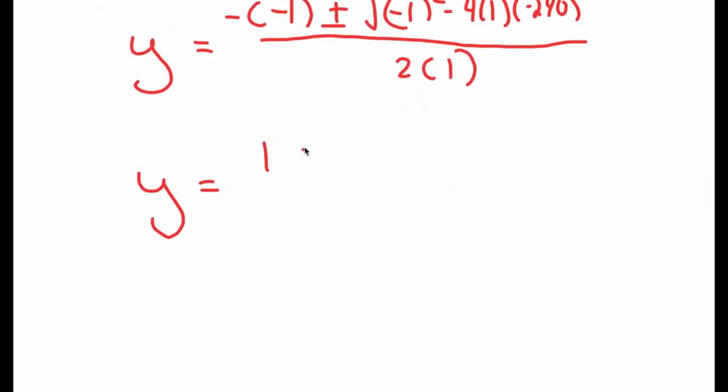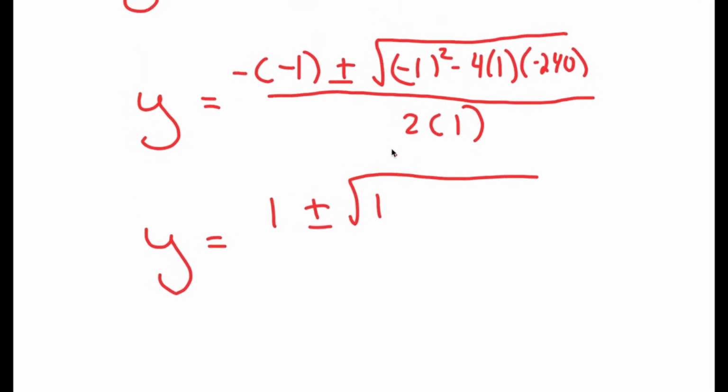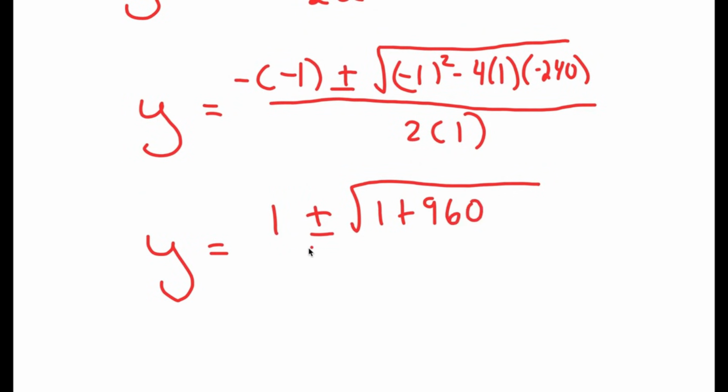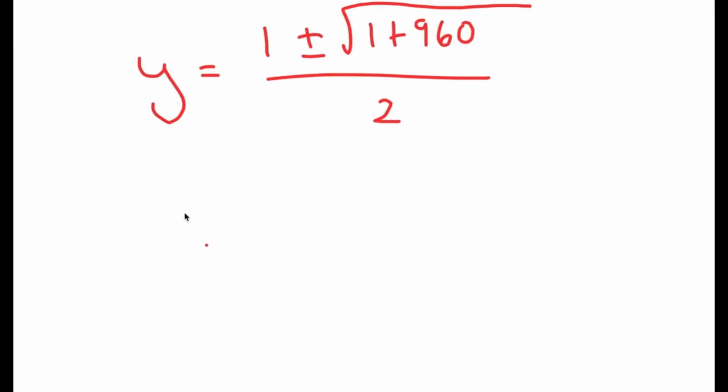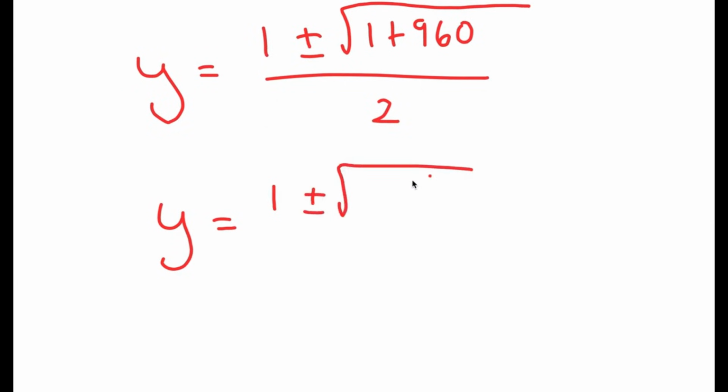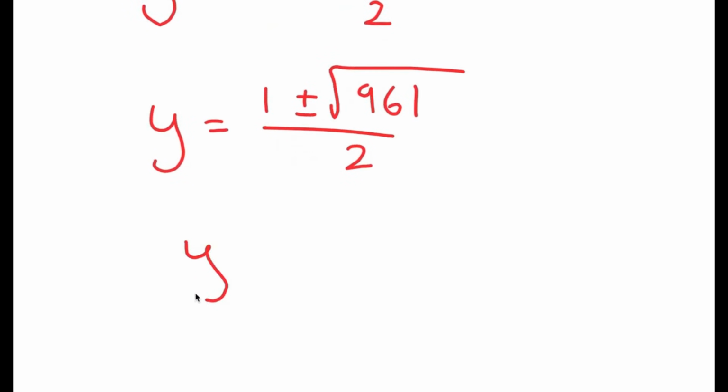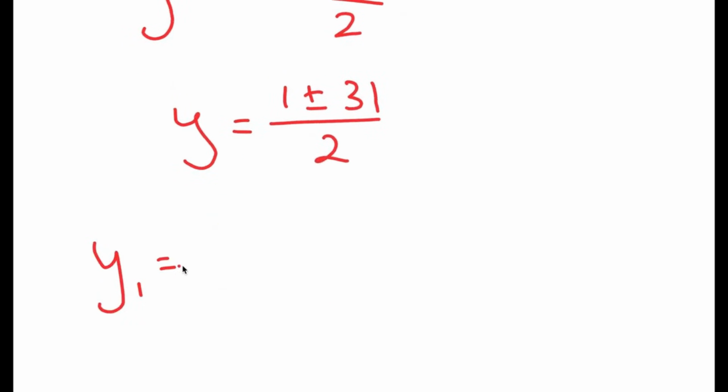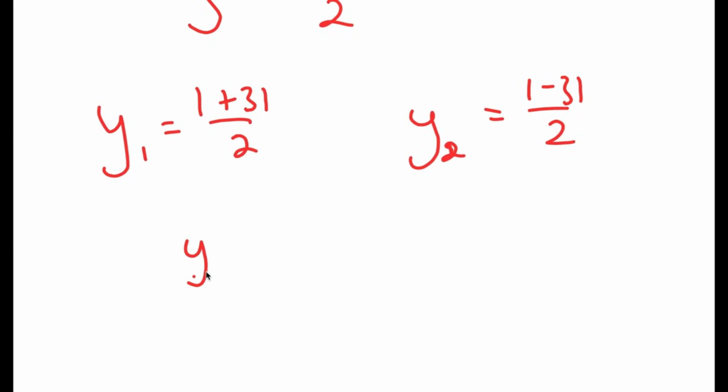And this simplifies to 1 plus or minus the square root of 1 plus 960 over 2. And this turns into y is equal to 1 plus or minus the square root of 961 over 2. So now, the square root of 961 is 31. So I get y equals 1 plus or minus 31 over 2. And now I have two solutions. I have y equals 1 plus 31 over 2, and y equals 1 minus 31 over 2. So my two solutions are 17 and negative 15.